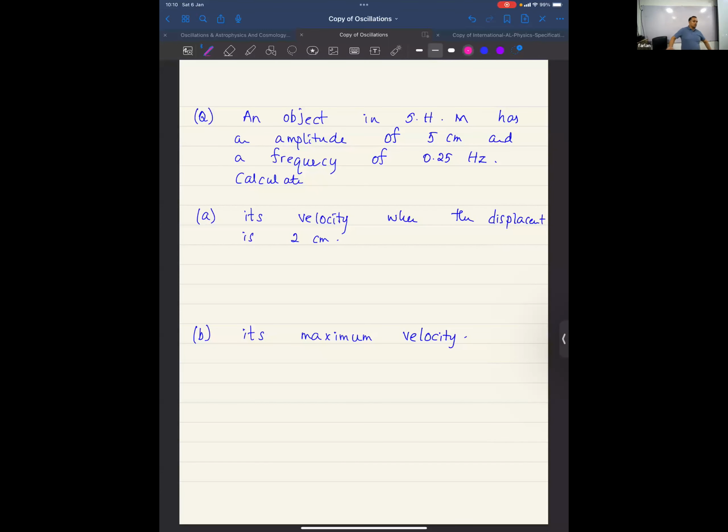So you can find the omega using omega equals 2 pi f and use the equation v squared equals omega squared into (A squared minus x squared).